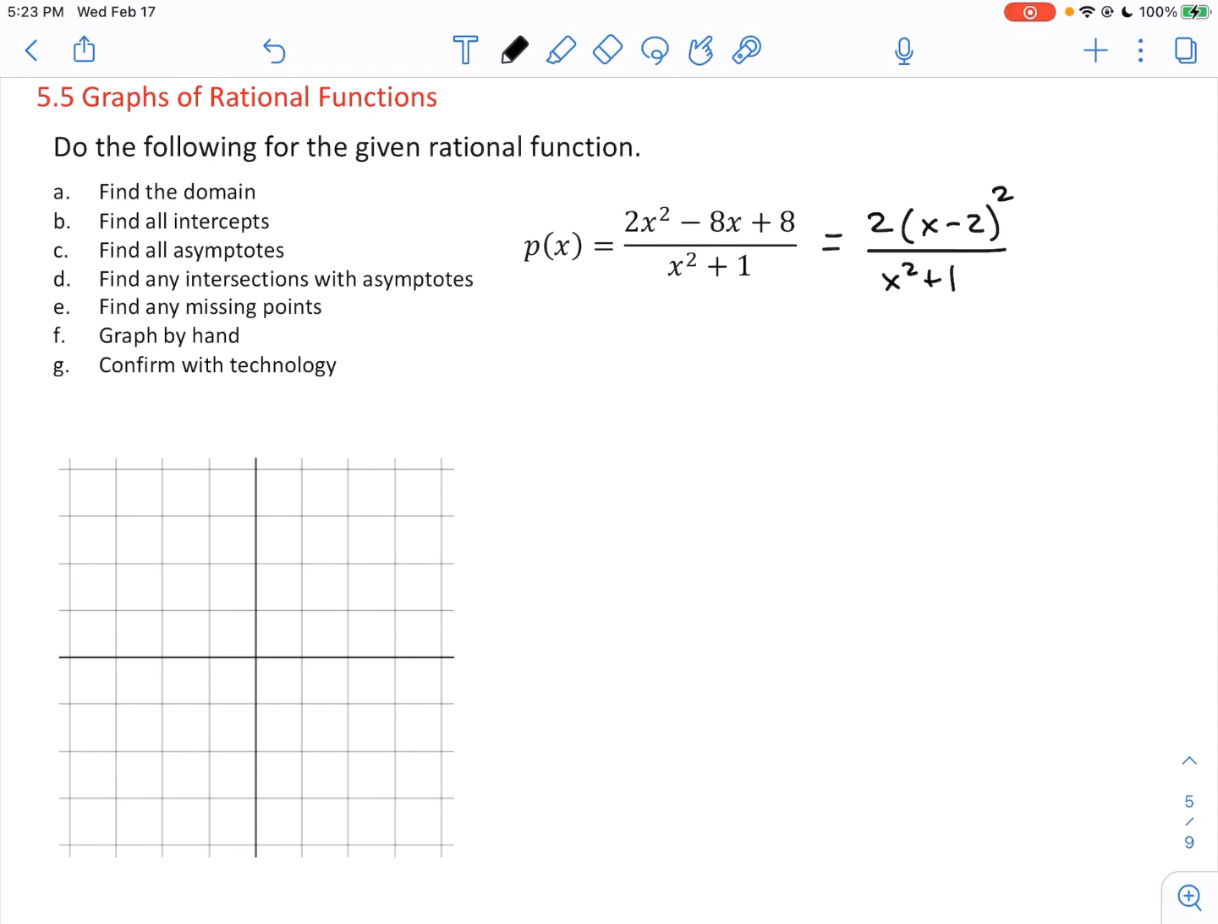So this is the only factoring that we can do. Let's find the domain. When you set the denominator equal to 0, x squared plus 1 is always 1 or higher. The denominator can never be 0, so our domain is all real numbers. This is going to have no vertical asymptotes.